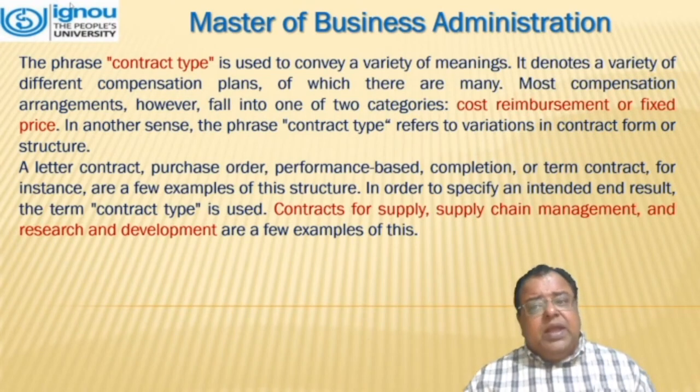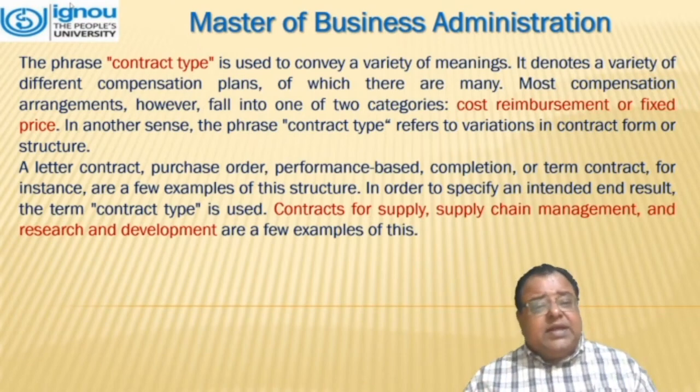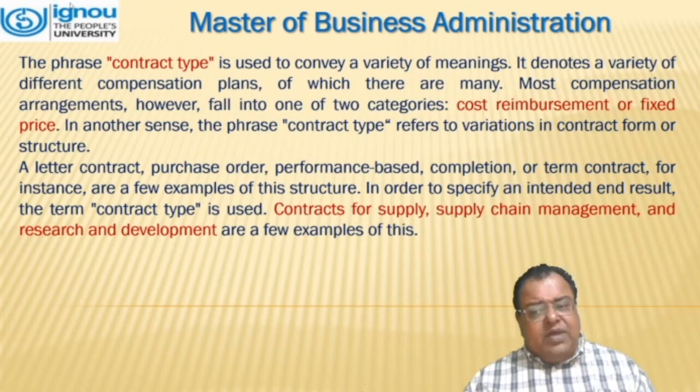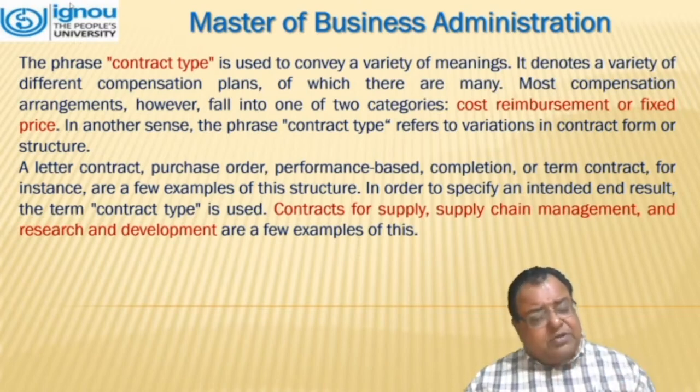It denotes a variety of different compensation plans, of which there are many. Most compensation arrangements, however, fall into one of two categories. It is cost reimbursement or fixed price. In another sense, the phrase contract type refers to variation in contract form or structure. A letter contract, purchase order, performance-based completion, or term contract, for instance, are a few examples of this structure.